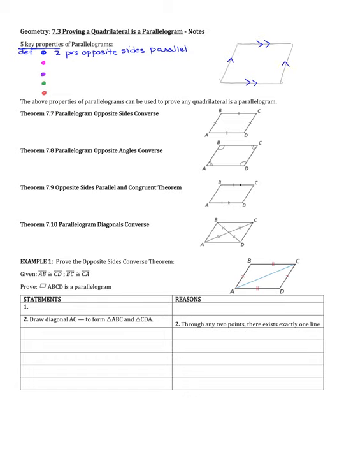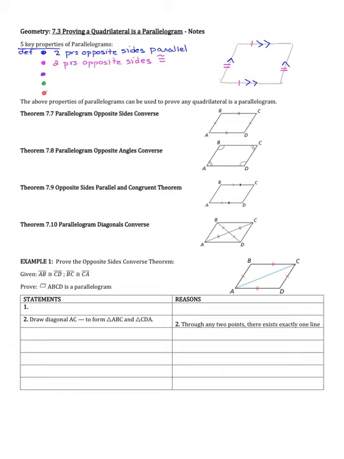All right, the next key property is you have opposite sides congruent, so they are parallel and congruent. So this is congruent to this, and this is congruent to that. So that would be, I'll put it in here, 2 pairs of opposite sides congruent.